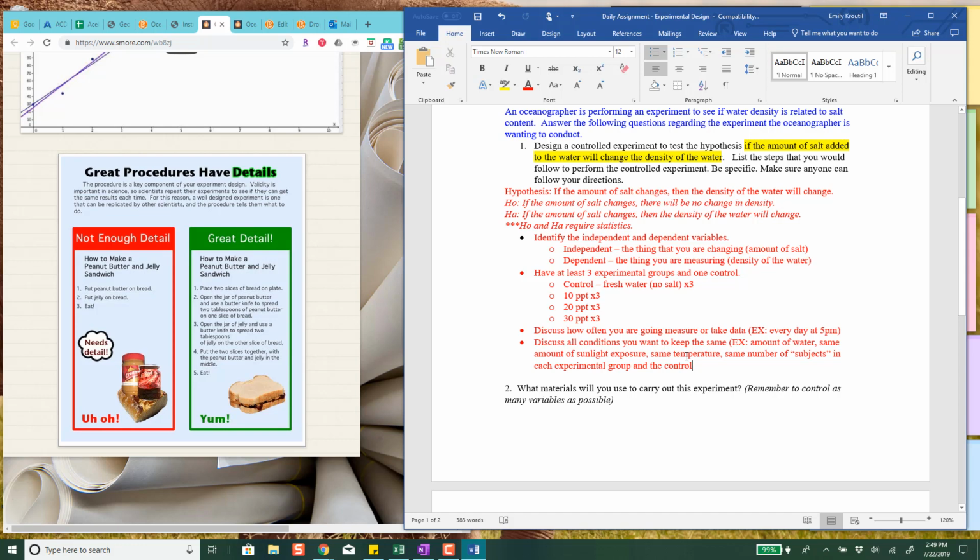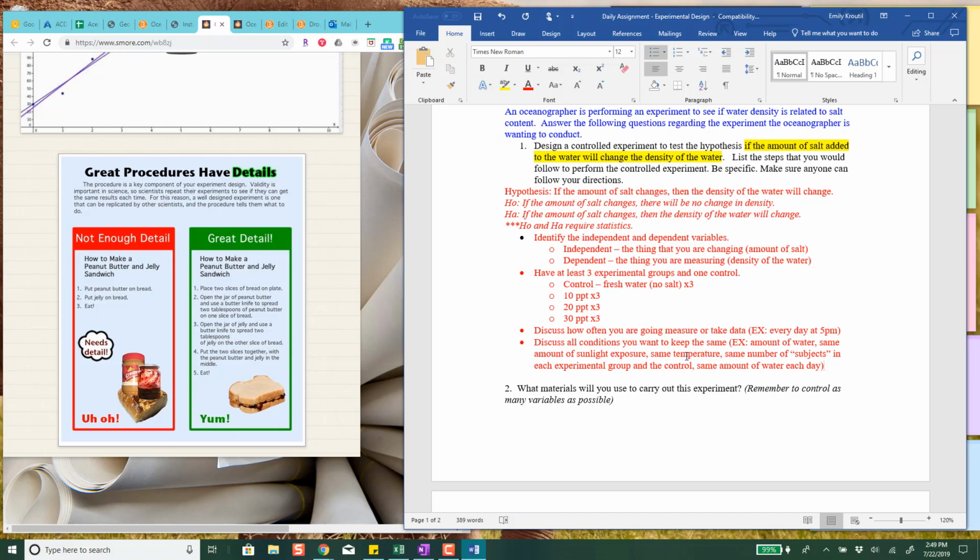If it's plants and you're going to water the plants, you want to give them the same amount of water. Unless your experiment is determining how a plant grows relative to different amounts of water. But if it's not, then you want to make sure they get the same amount of water each day. So those are the kind of things you want to keep the same.